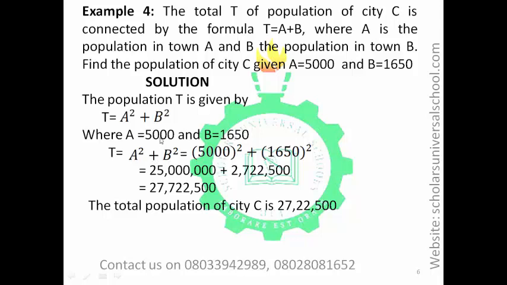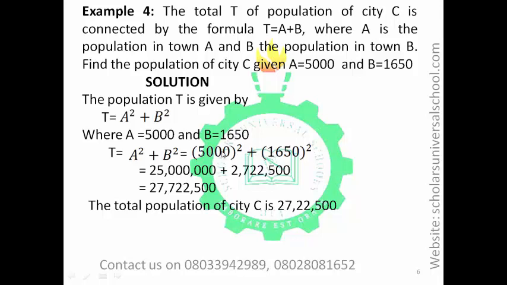Now, we need to find the square of what? A and the square of B. What is the value of our A? Our A is 5,000. And the value of B is what? 1,650. As you see your equation here, just substitute in the formula where you have those letters. Where you have A, this is 5,000 squared plus 1,650 squared.